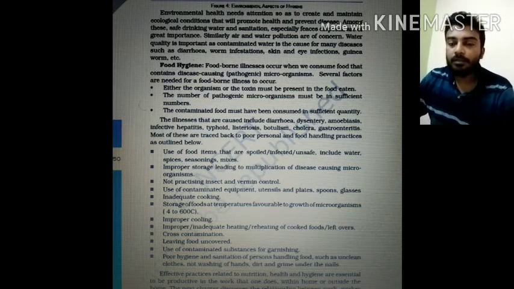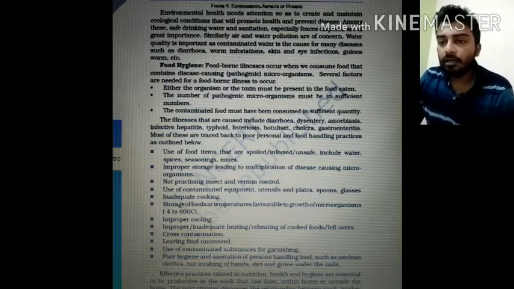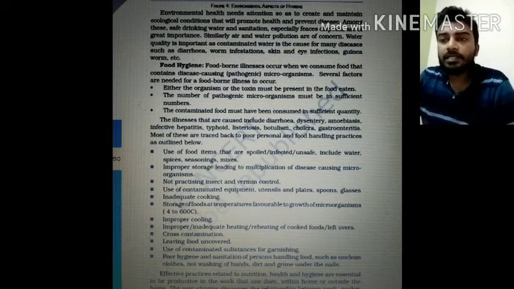So, let's start with the rest part that is left. As we have learnt about the different hygiene, that is the personal hygiene as well as the environmental hygiene, now comes the food hygiene. What is this food hygiene?